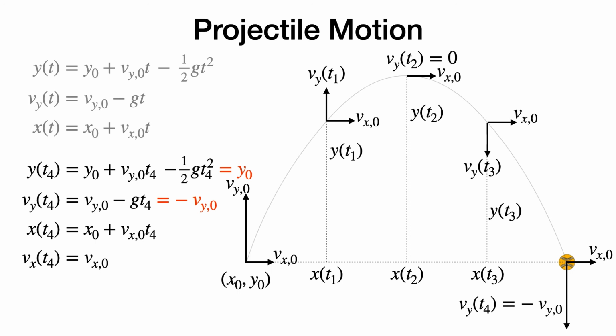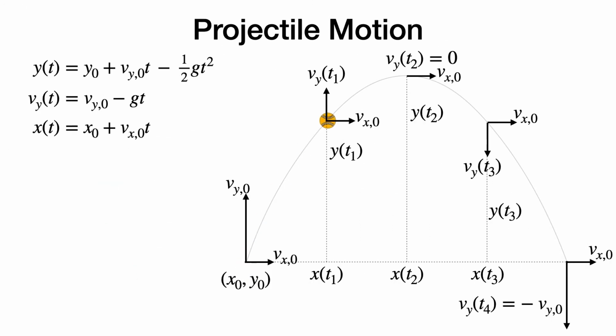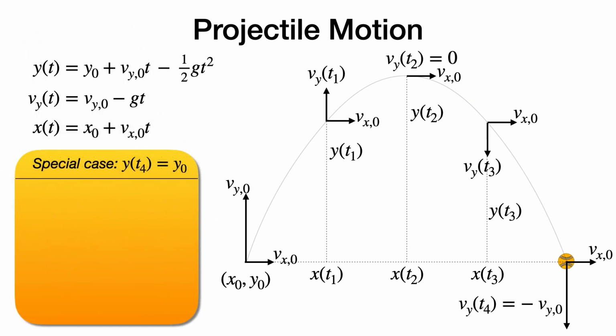Now, if we take that time t4 and plug it into our equation for the y velocity, in this particular special case, we're going to find that the final y velocity here has the same magnitude as the initial y velocity, but the opposite direction. Again, I want to emphasize that this is only because we have the particle returning to the same height. If it's at a higher height or a lower height, the velocities will be different. So let's consider this very special case one more time.